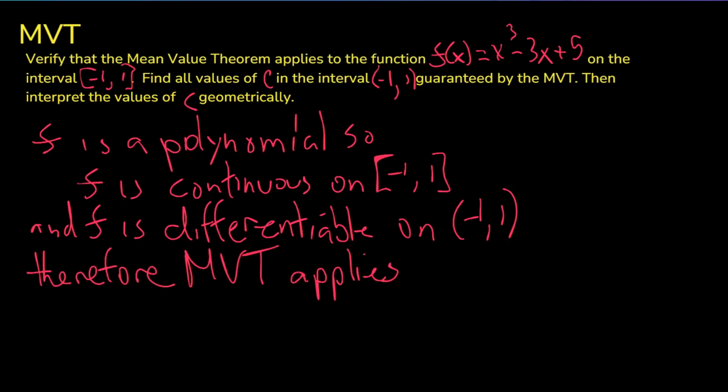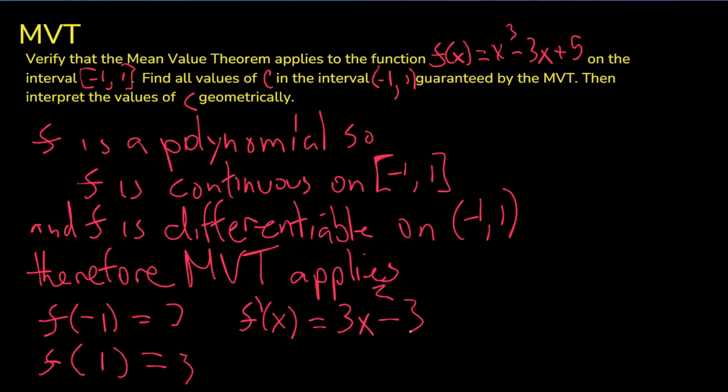So now we want to find the values of c on the interval. So first thing we want to do is find the value of f at -1, which is 7, and the value at +1, because those are the endpoints of the interval. Also, we want to find the derivative. So f prime of x is 3x squared minus 3. Then the mean value theorem says that the slope of the tangent line, or f prime of c, is equal to the average rate of change of the function over the interval, or the slope of the secant line.